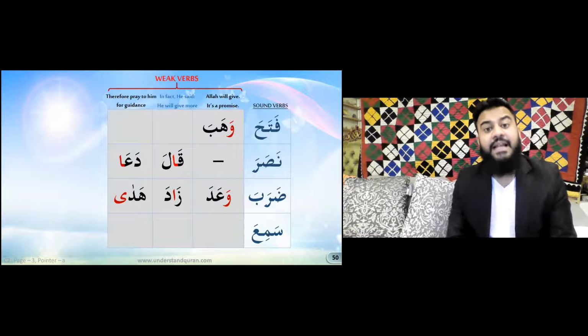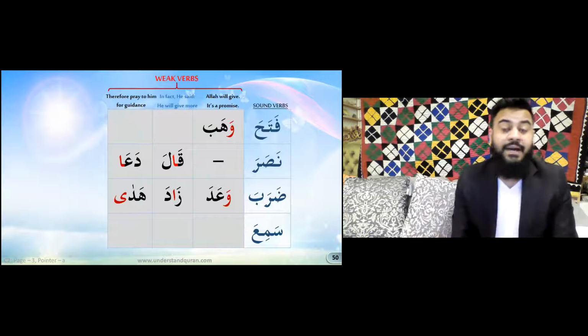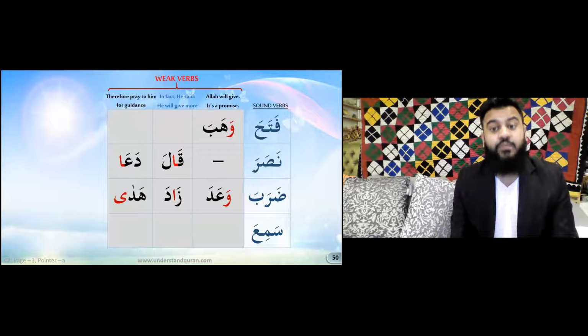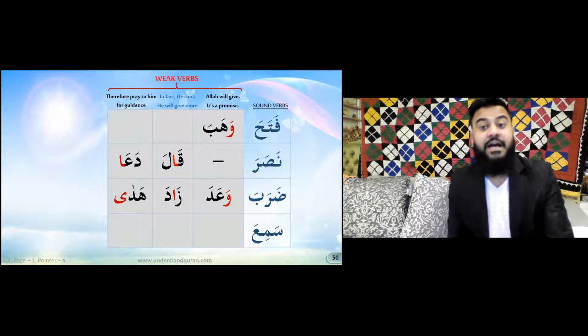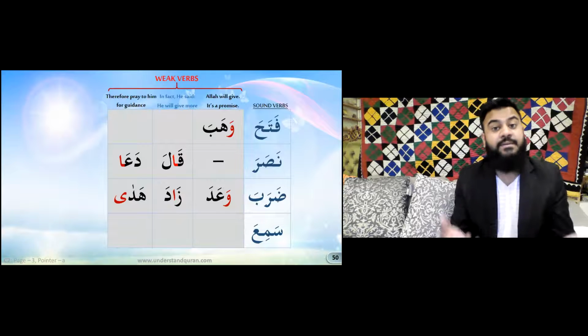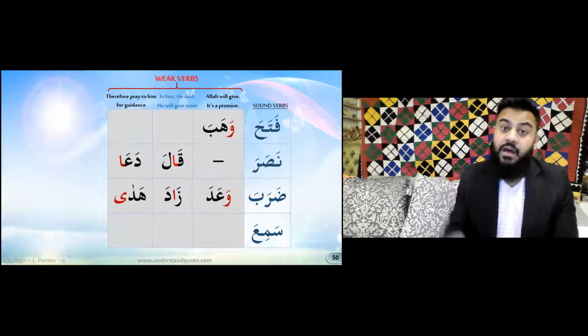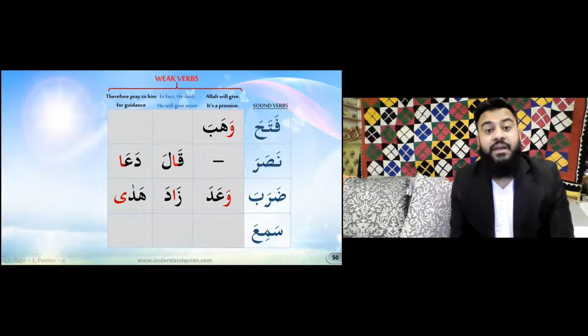And alhamdulillah, the last part is we added in a new mnemonic here. We already know the mnemonic or the reminders for the sound verbs, which was Fatha, Nasra, Daraba, Samia. Fatha, open the Quran. Nasra, Allah subhanahu wa ta'ala help you. Daraba, otherwise you'll be hit. Samia, therefore listen. That's for the sound verbs.